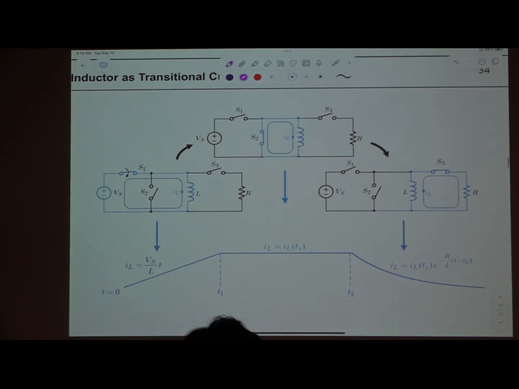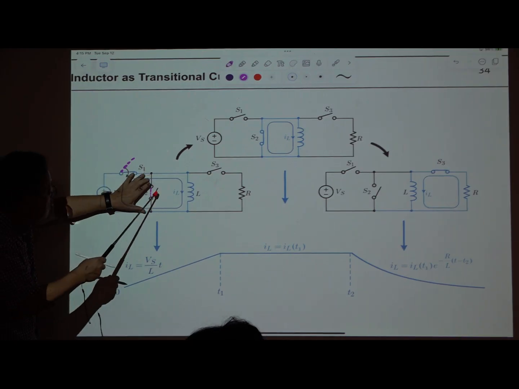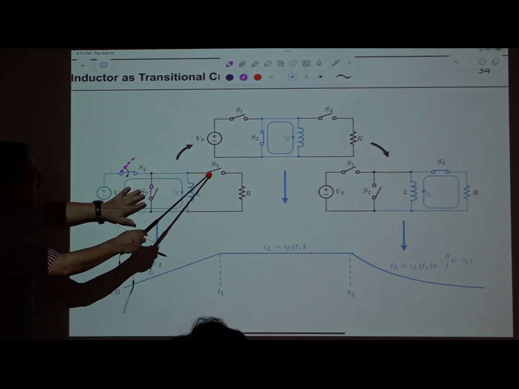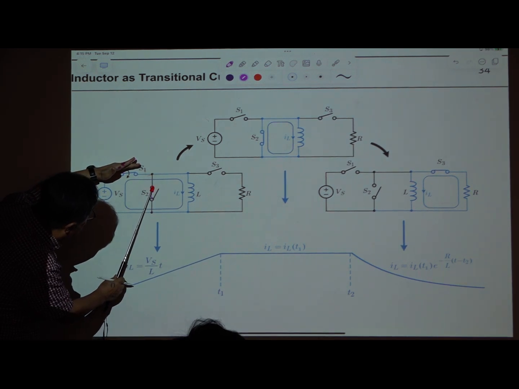Finally, I'd like to show this. I'm using this to explain why an inductor can be considered a current source, mainly for undergraduate students. The initial status of this switch was this one. Initially, this switch was open and this switch was closed. So the voltage source is open, which is absolutely fine, and the current source is closed. Assume the current is 0. Now this is closed and this is opened.